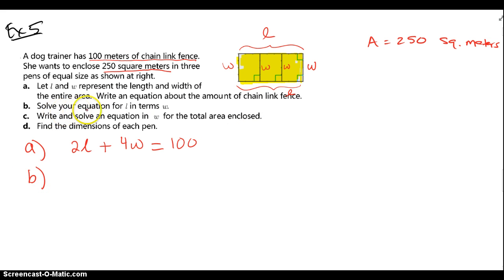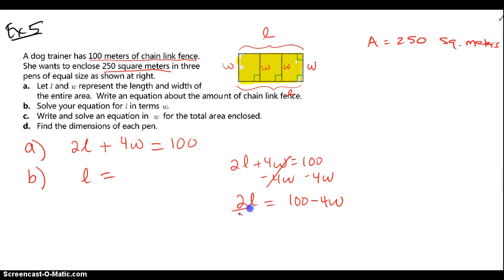There's our equation for part A. Part B, solve your equation for L in terms of W. In other words, have L equal something from this equation. So I'm going to take that equation and isolate L by moving 4W, subtracting it from both sides. 2L is 100 minus 4W. Divide everybody by 2. L is 50 minus 2W, it looks like. So now I have L as 50 minus 2W. So we're good with A, we're good with B.